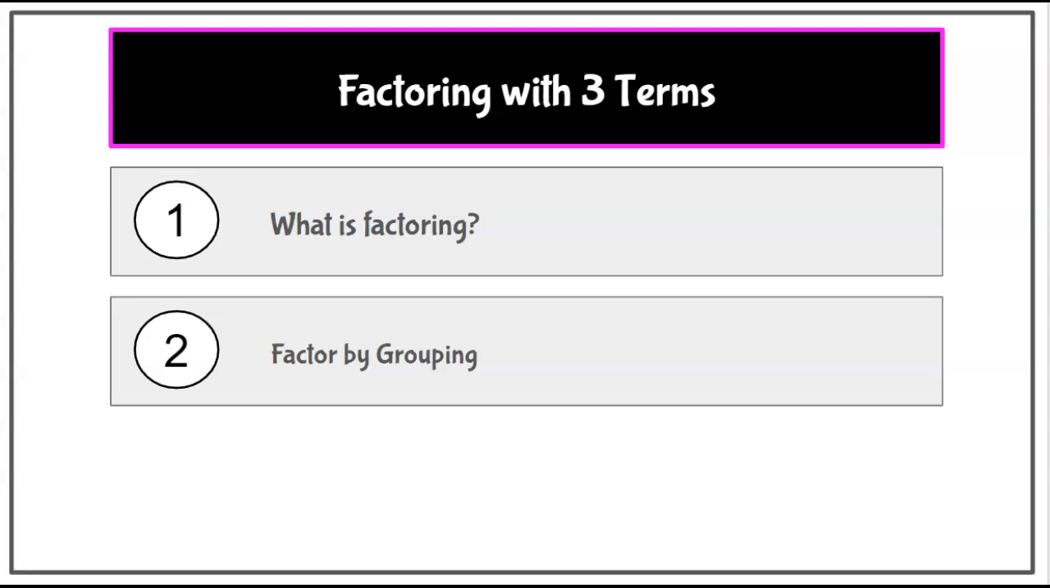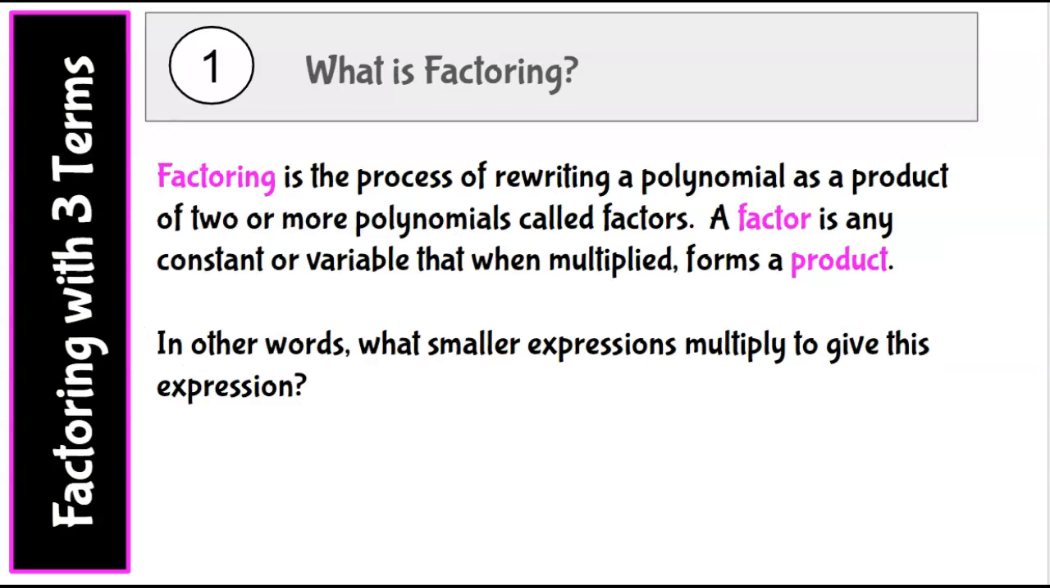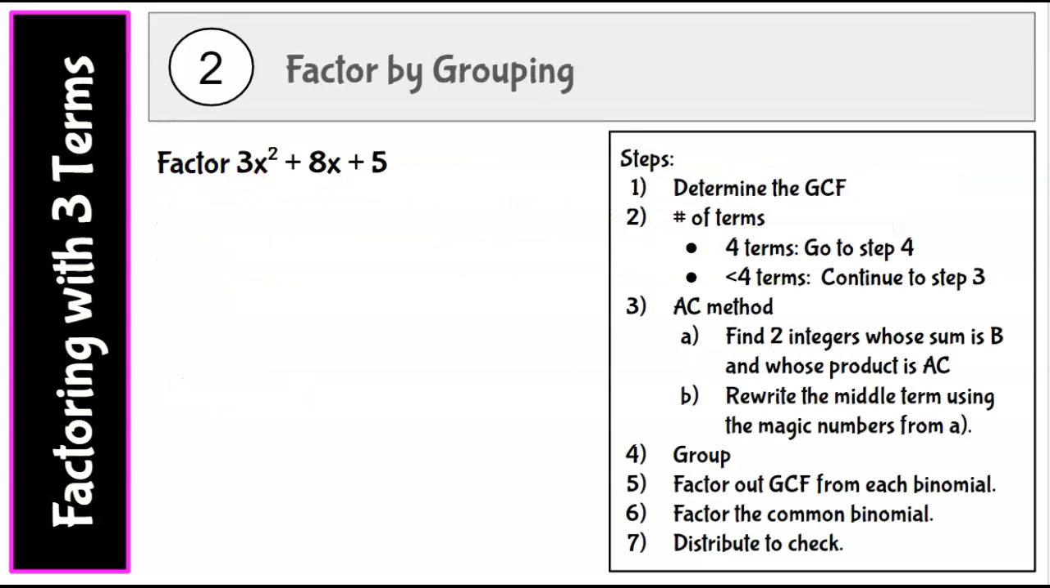In this video, we're going to talk about how to factor a trinomial, factor something with 3 terms. Just a reminder, factoring is the process of rewriting a polynomial as a product of 2 or more polynomials called factors. So you're rewriting an expression so that everything is a multiplication problem. Let's dive into an example.